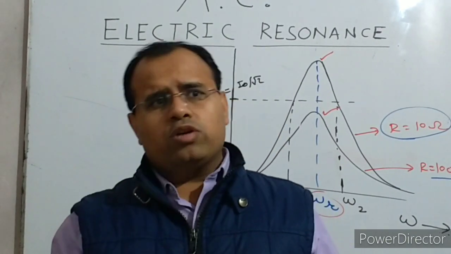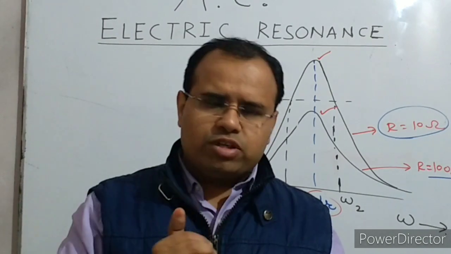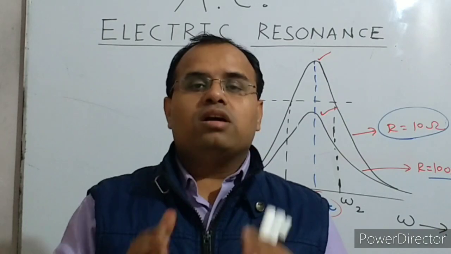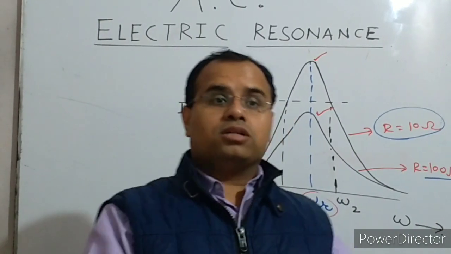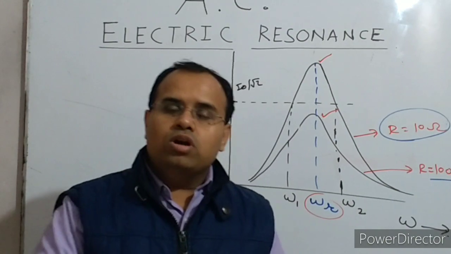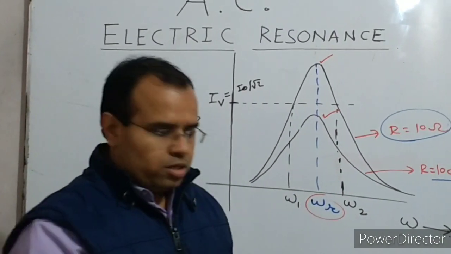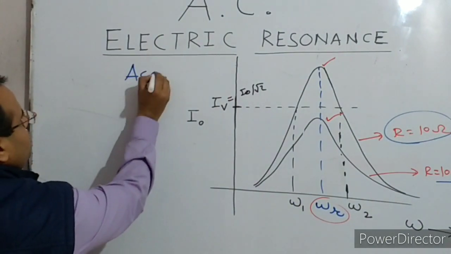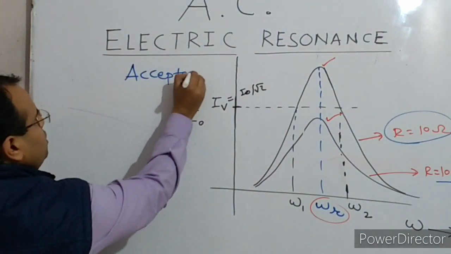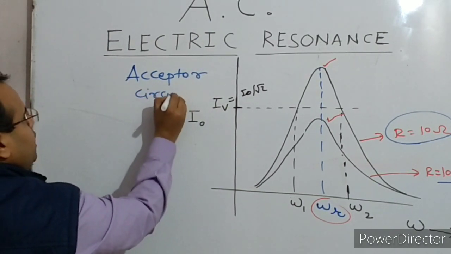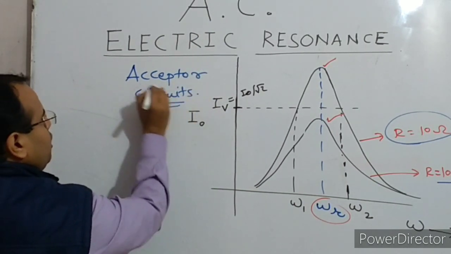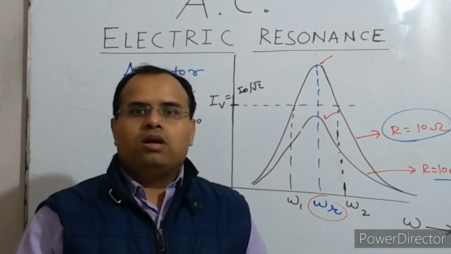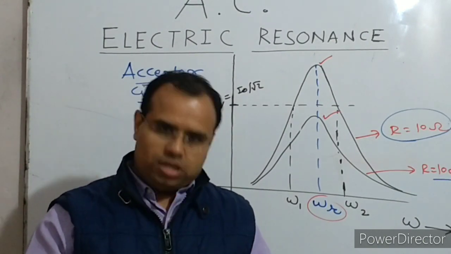When the frequency of the radio set becomes equal to the frequency of the waves which are reaching, then what happens? Resonance oscillations occur, resonance takes place, and the current in the circuit becomes maximum. So this is how the acceptor circuit works. These types of circuits which are based on this are called acceptor circuits. So they are actually accepting a particular frequency. So this is for the series LCR circuit, and this is what series resonance is.